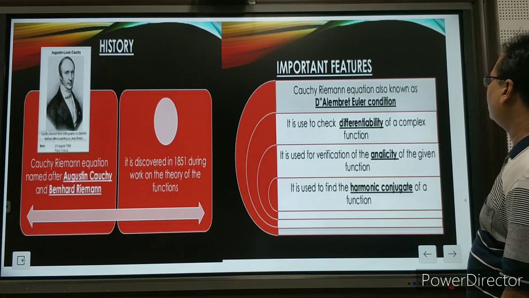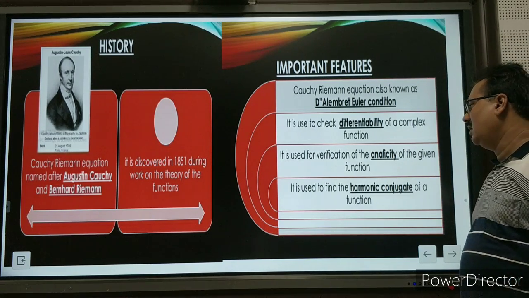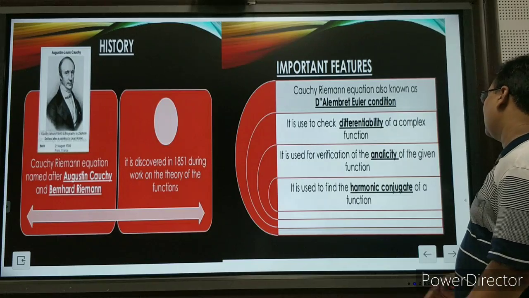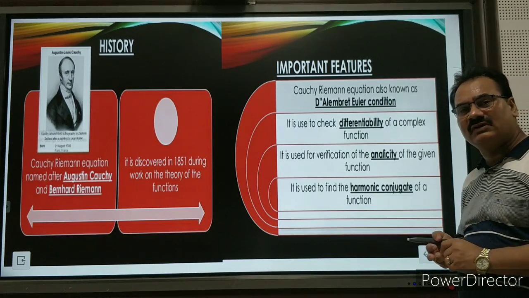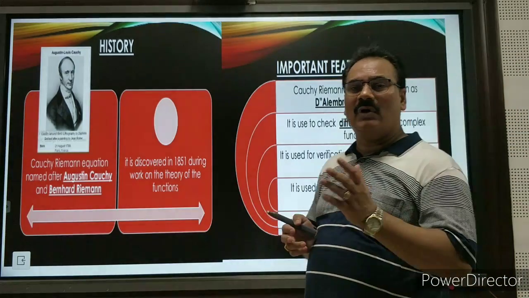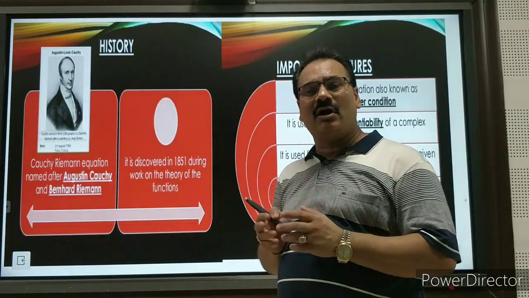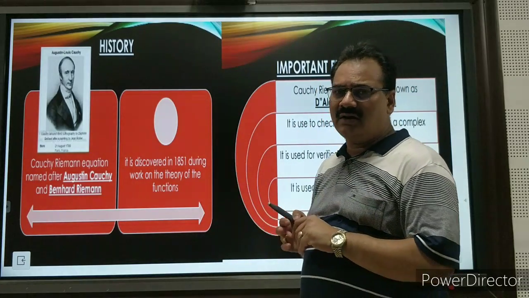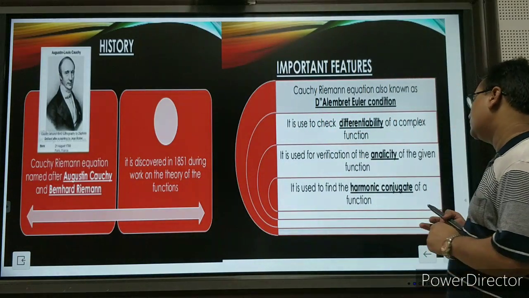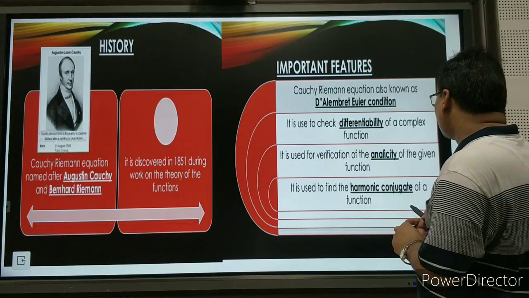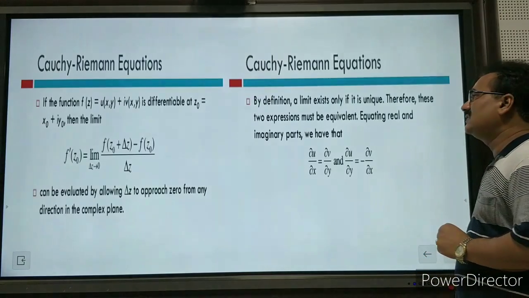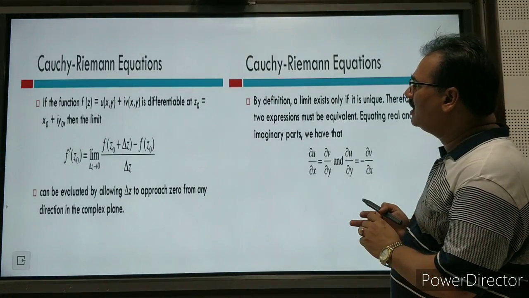It is used to check differentiability of a complex function, and for verification of the analyticity of the given function. Mathematically, to check whether a function is analytic or not, we always test the Cauchy-Riemann equation. It is also used to find the harmonic conjugate of a function. So this is the basics of the Cauchy-Riemann equation.